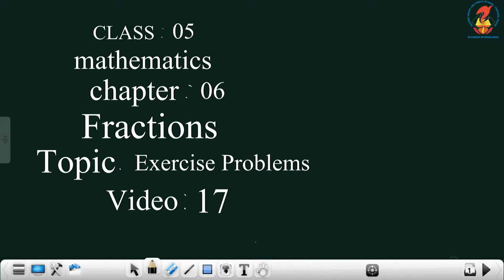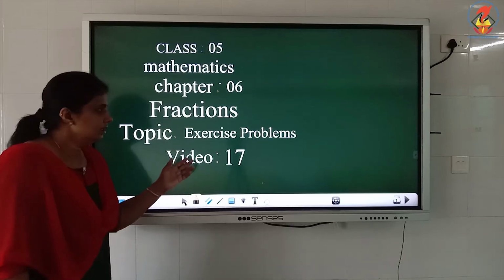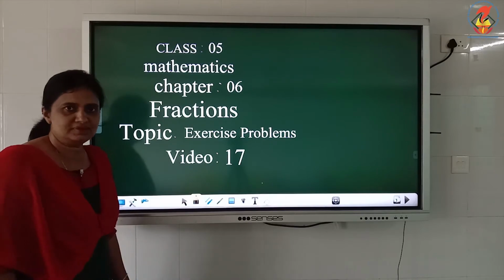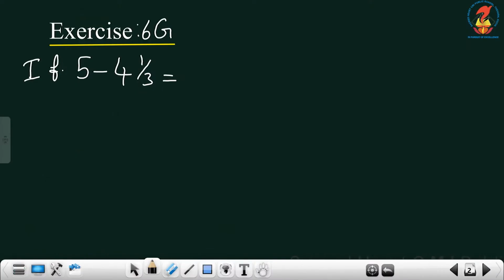Dear children, let us continue with the same chapter, but I will give you some more exercise problems, right? Okay. Then the first one is 5 minus 4 and 1 by 3. Here it is a whole number minus a mixed number only. How can we do this?